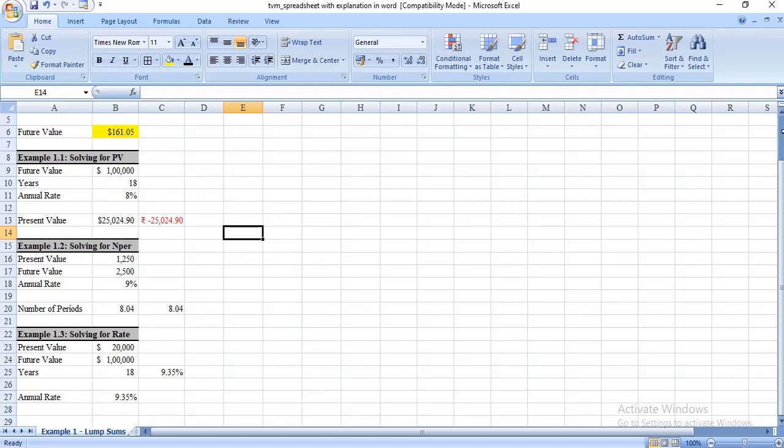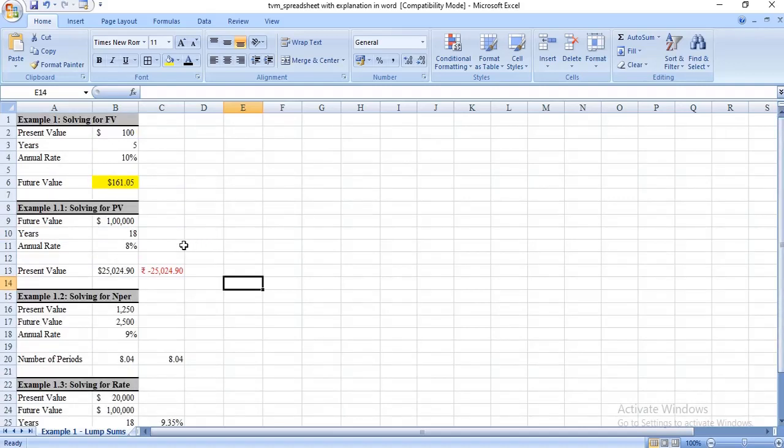you are solving for the future values and the present values. These are really very helpful formulas. What are the formulas we have done today? This is the FV formula we have done here, and in this case we have done the PV formula, right? And in this case the NPER formula, and then the rate formula. So these are the formulas we have used, and you just need to learn these formulas, because these are really helpful in real life.